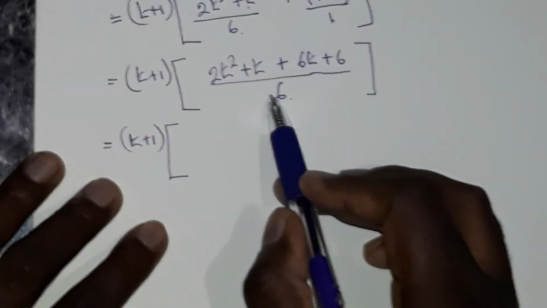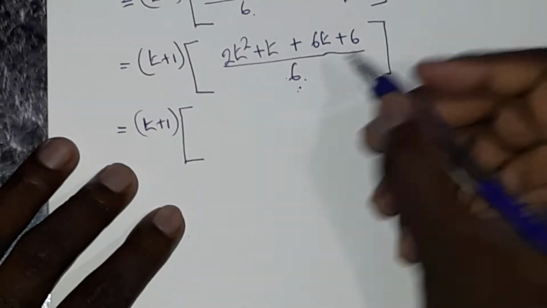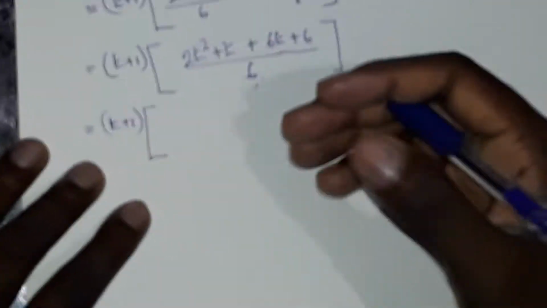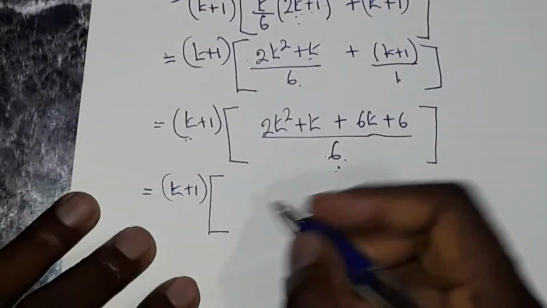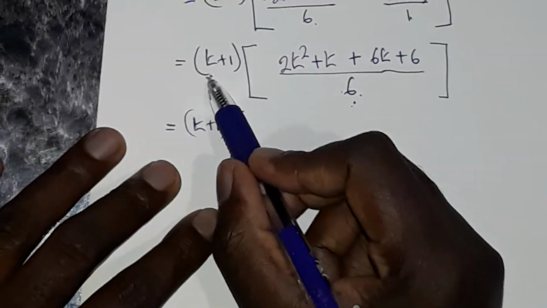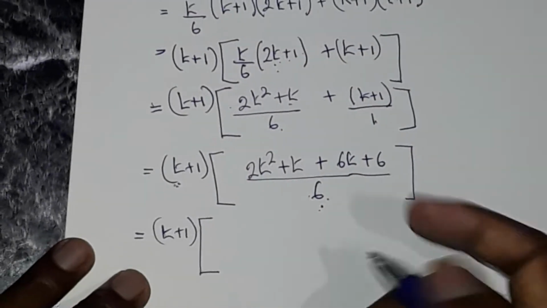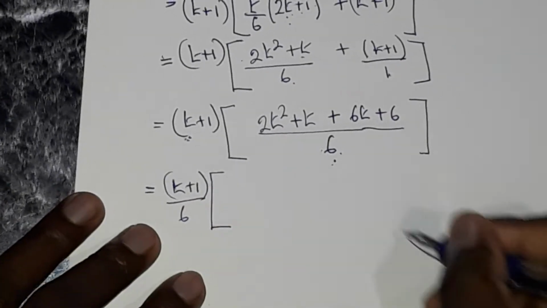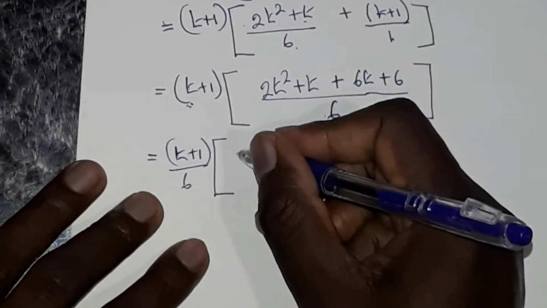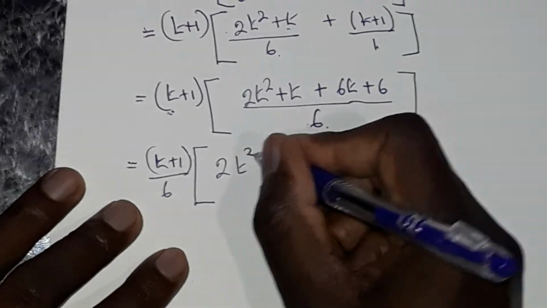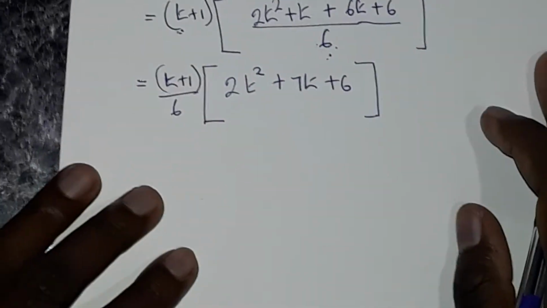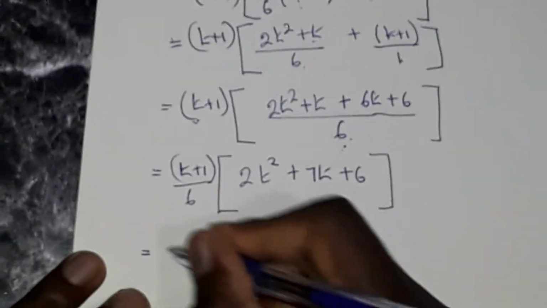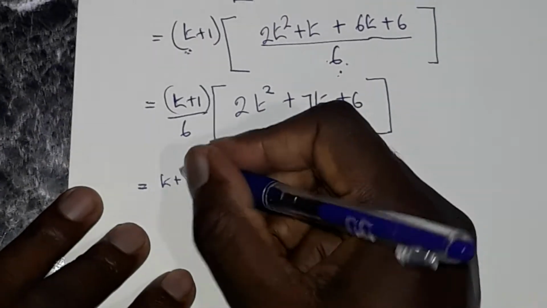what I'm gonna do here, because the 6 in the denominator is a constant and we're trying to get a quadratic equation, I'm gonna shift this outside of the bracket and put it under this k plus 1 here. And shift it out, because the k plus 1 and the larger bracket is multiplying, so you can just shift it out. So let's put it here. So what you will have inside the bracket now is 2k squared plus 7k plus 6. Okay, so now we have a quadratic equation.